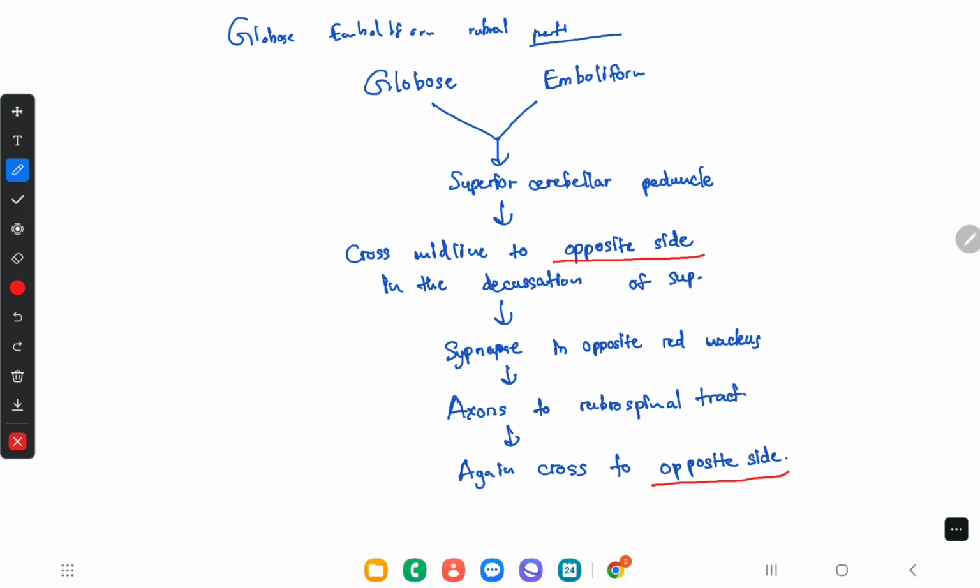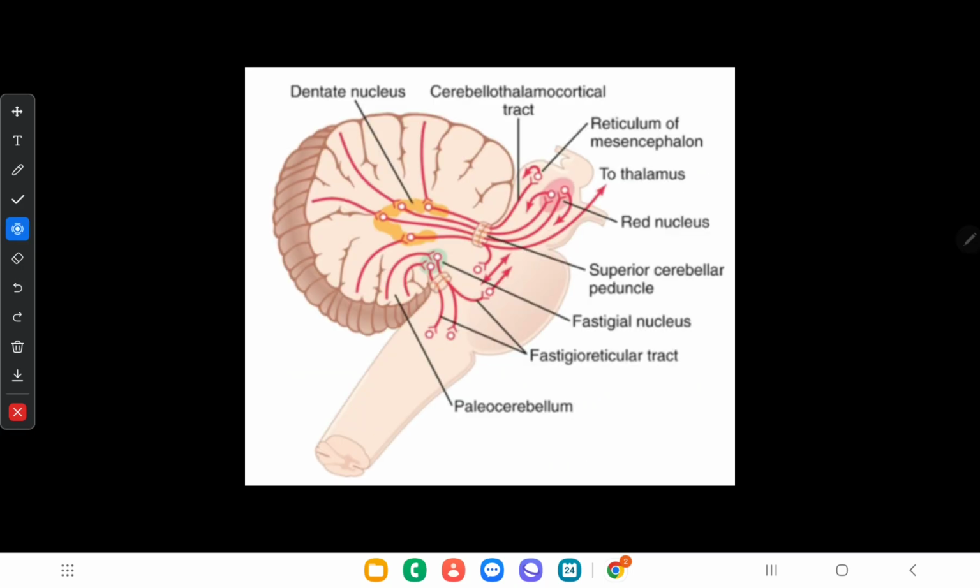Therefore, this pathway is responsible for the motor influence of the same side of the body. Finally, it influences the same side of the body. You have to remember that. Then next pathway is the dentothalamic pathway.